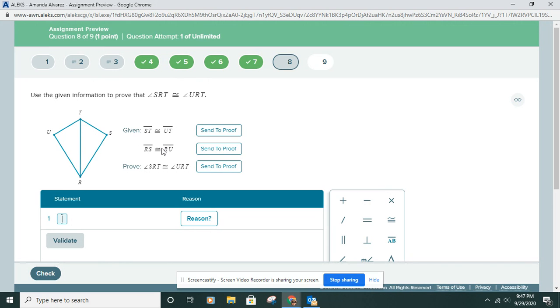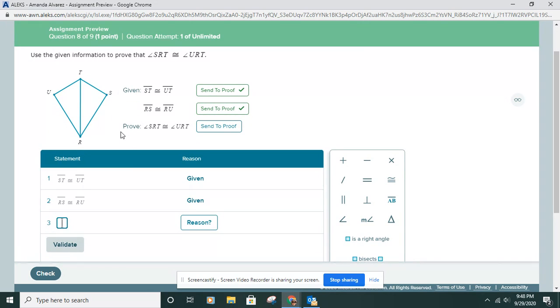Okay, so we did some practice in the book. This is one where you have to send a proof. Let's see what we've got so far. I've got given ST is congruent to UT, two sides, well, one side on each triangle, and then RS and RU. So then I also have the shared side. So I'm going to go ahead and put in the shared side, which is TR. Segment TR is congruent to TR, and the reason is reflexive property.